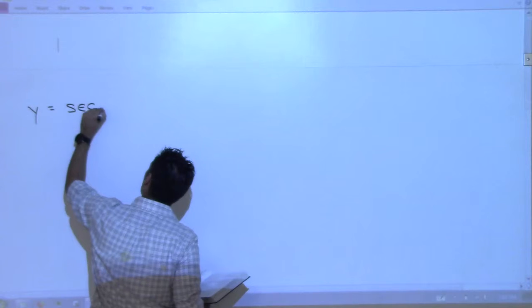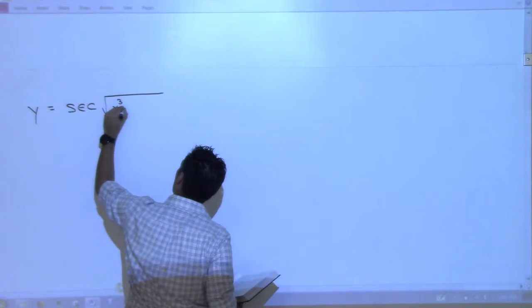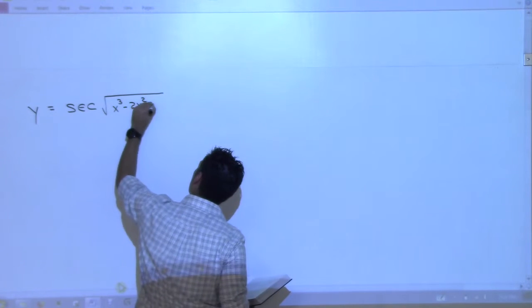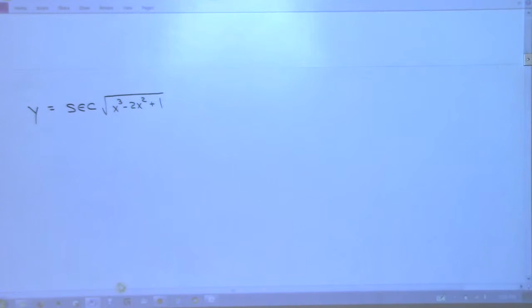Secant of the square root of x to the third minus 2x squared plus 1. I'm not taking this out of the book. I looked at the book, looked at the problems, and said, yeah, let me do that.